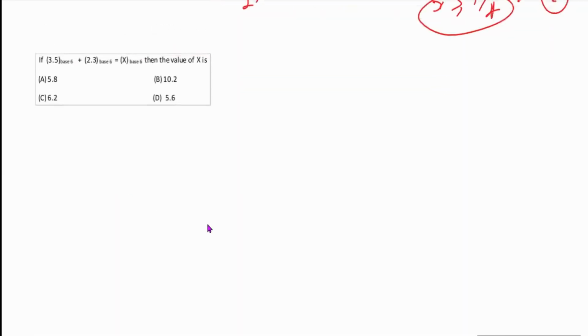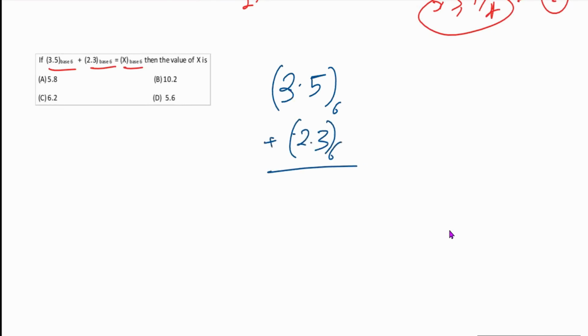Let's go to the next question. You have one number in base 6, another number in base 6, and you want your answer in base 6. So I want 3.5 base 6 addition with 2.3 base 6. I want the addition of these two numbers.